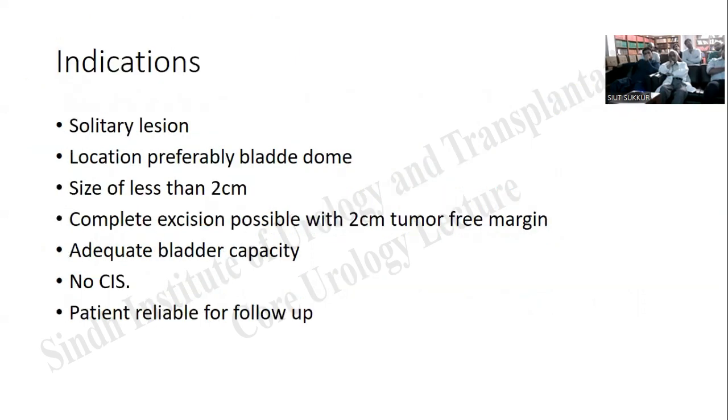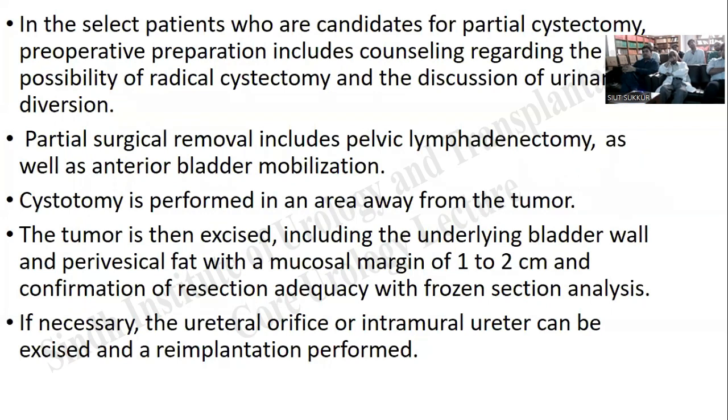Indications for partial cystectomy include solitary lesions, location preferably at the bladder dome, size less than 2 cm, complete excision possible with 2 cm tumor-free margins, adequate bladder capacity, no carcinoma in situ, and a patient reliable for follow-up. In selected patients who are candidates for partial cystectomy, preoperative preparation includes counseling regarding the possibility of radical cystectomy and the discussion of urinary diversion.